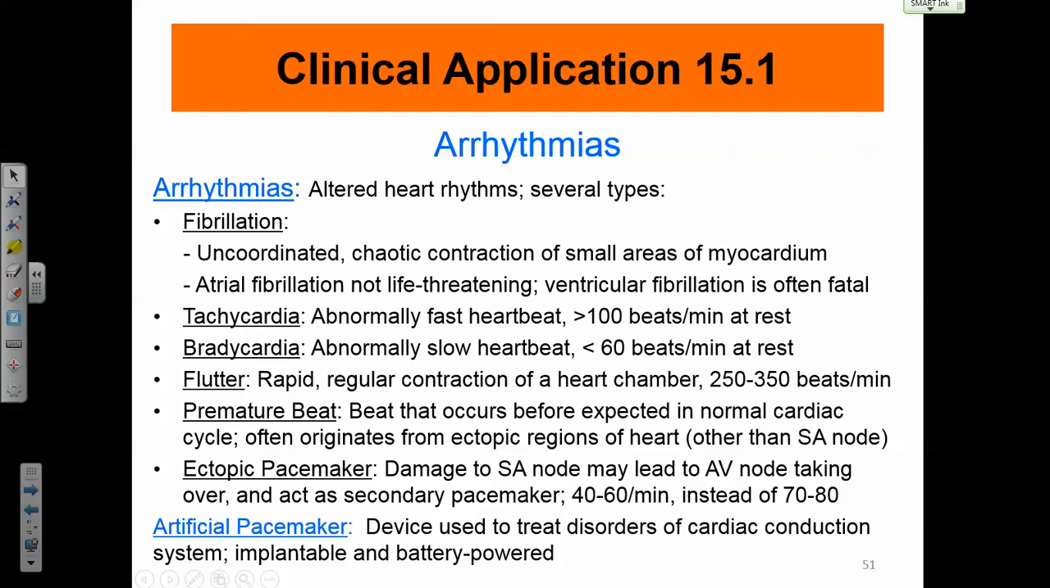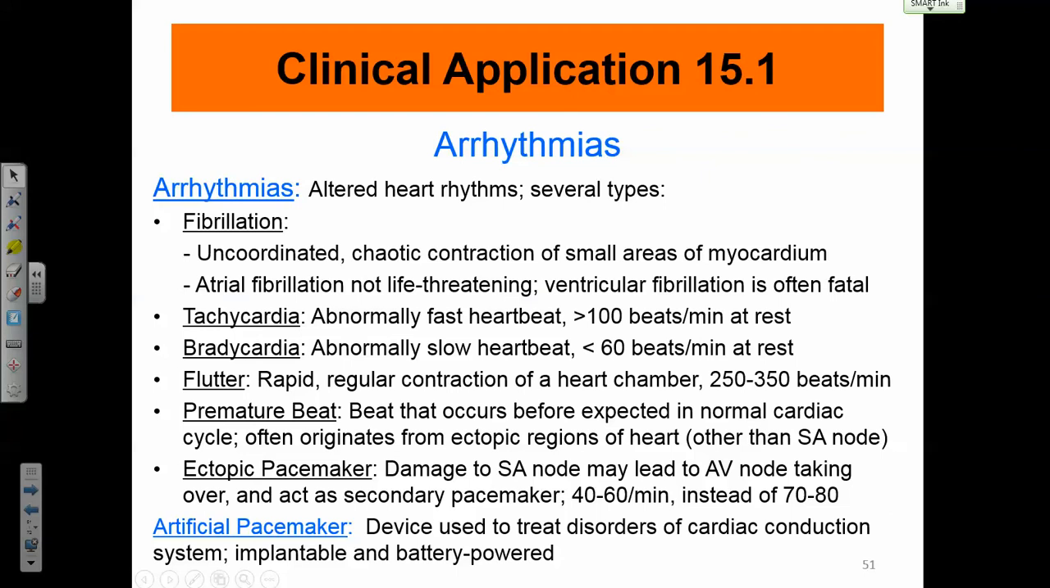And then I've talked about the pacemaker. If you have an artificial pacemaker, what that is. Some people, I mentioned to you, have the AV node as their pacemaker, and so that's what this ectopic is. It's not the normal one. You won't be tested on these terms, okay? But you see those in a medical setting. You may have family members who've suffered from some of that.